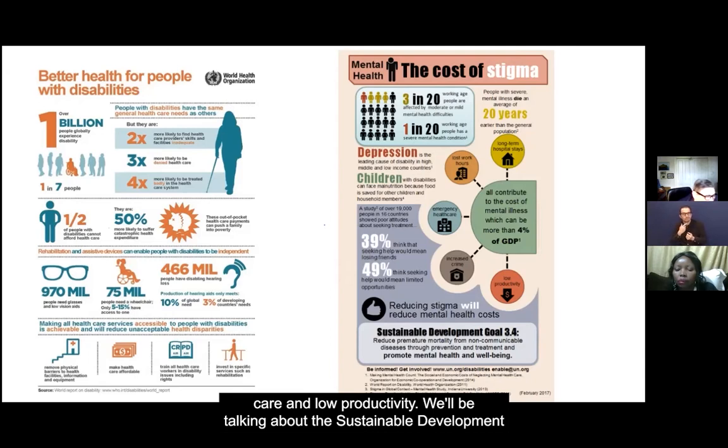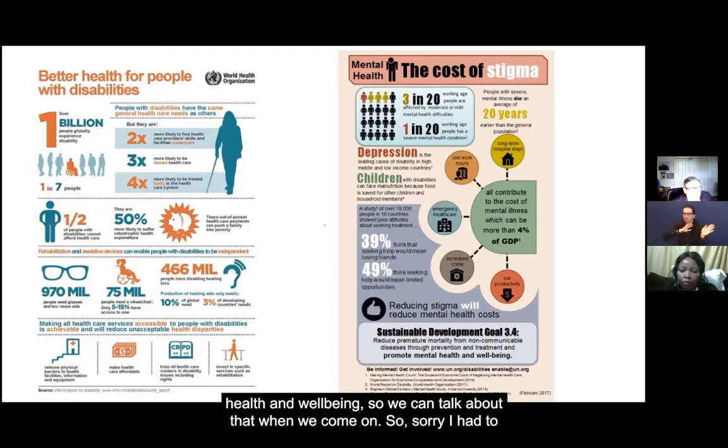And we'll be talking about the Sustainable Development Goals later, but there is a goal here under 3.4: reduce premature mortality from non-communicable diseases through prevention and treatment, and promote mental health and well-being. So we can talk about that when we come on.